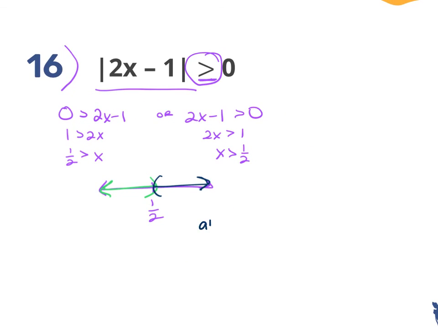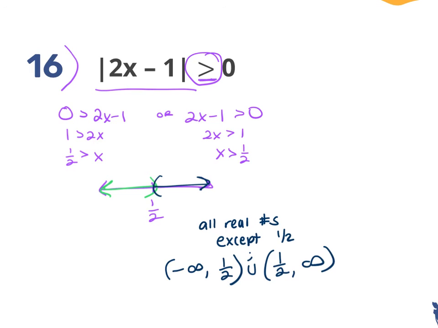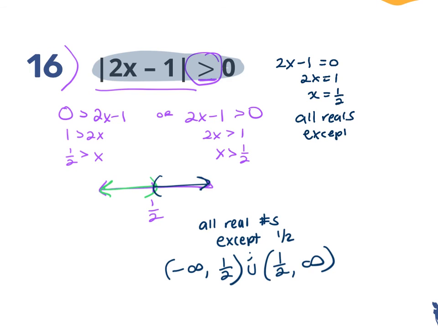all real numbers except 1/2. In interval notation, that's -infinity to 1/2 with a parentheses, union, or on WebAssign the semicolon, 1/2 to positive infinity. So again, it's a special case if you can catch it from here. It's really all numbers except what would make this equal to 0. So I could say 2x minus 1 equals 0, 2x would equal 1, and x would equal 1/2. And it would be all reals except that 1/2.